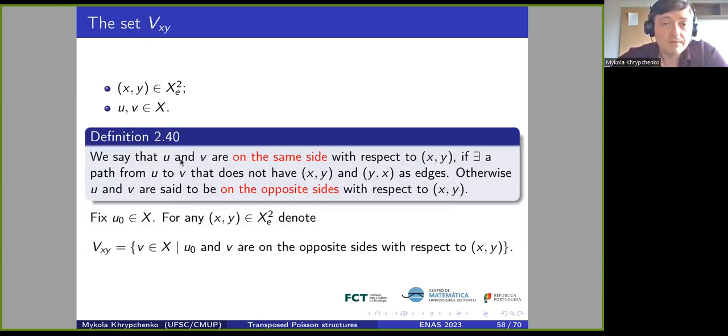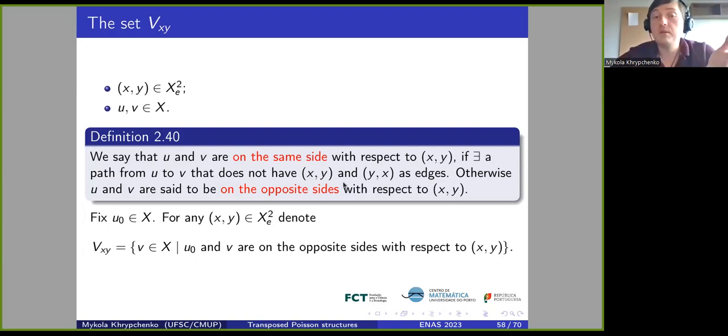Now, if I have two elements, I can say that they are on the same side with respect to some extreme pair if there is a path from one to the other that involves neither xy nor yx as edges. Otherwise, where there is a path which involves one of them, I can say that they are on opposite sides. And again, I can show that if there is one path that does not have these edges, then no path can have one of these edges.